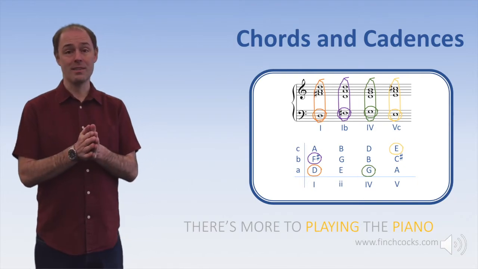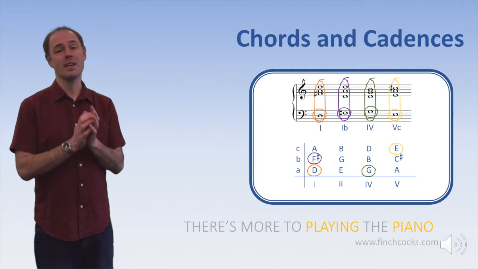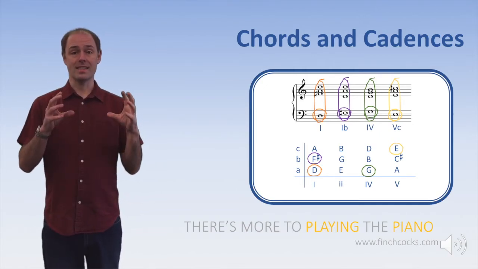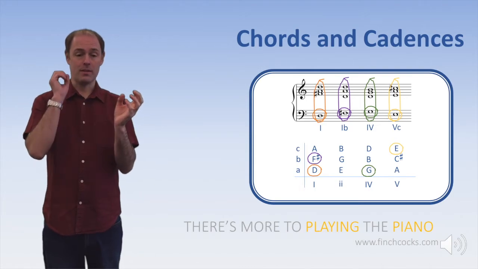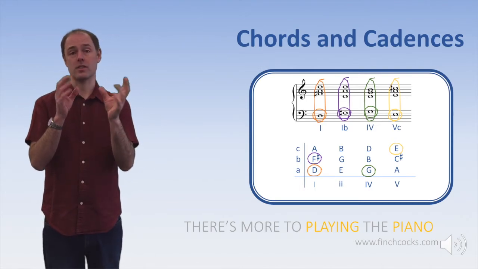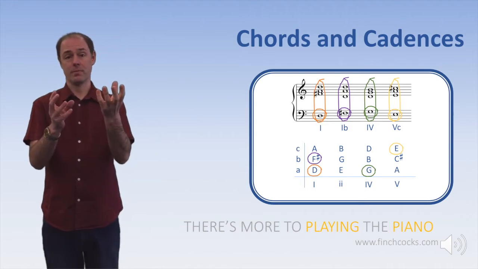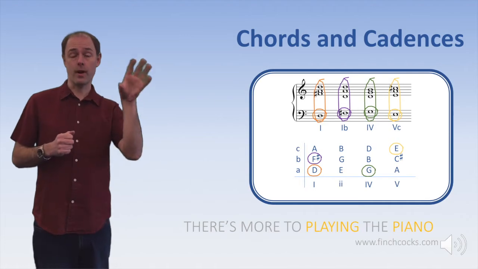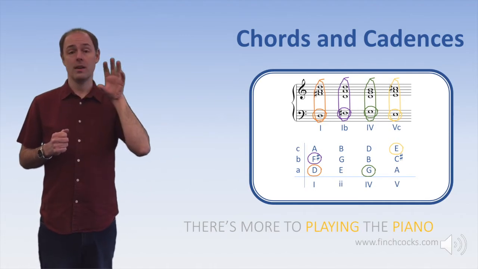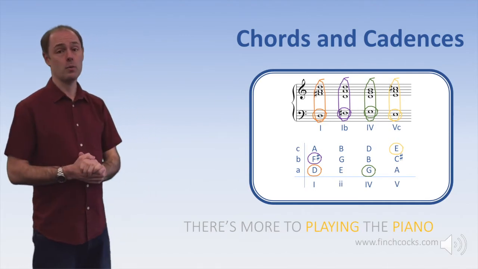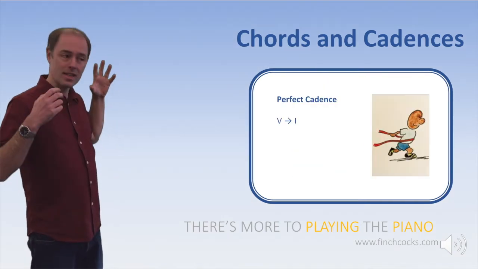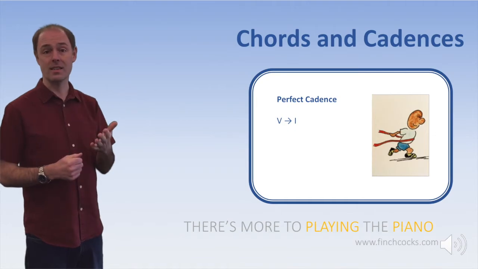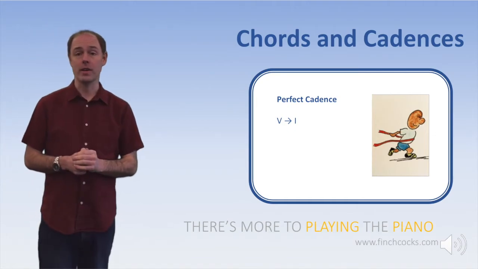Now, a completely different topic, related but different, is the topic of cadences. Cadences are special names that we give to really common chord progressions. A chord progression is one chord, then another. I've already mentioned that we often go from the dominant to the tonic, chord 5 to chord 1. And when a piece of music goes from 5 to 1, it sounds like you've reached your destination. You've won the race, you've finished. It sounds like the end. And we call that a perfect cadence.